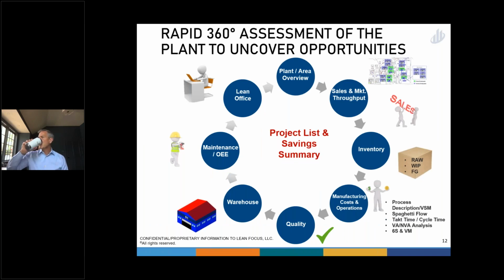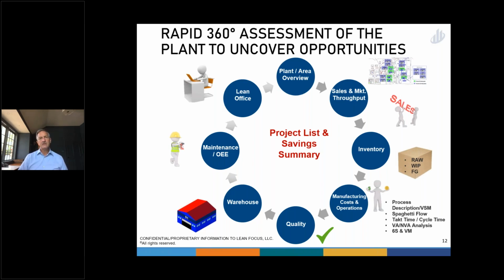So, just the next section here, I'm going to describe what we do in a rapid plant analysis and how we do it, so that you have a good sense for that. But it really starts with a broad overview of the plant, to get a lay of the land and really start to identify, from the very first part of the analysis, where the opportunities are where we want to go deeper.